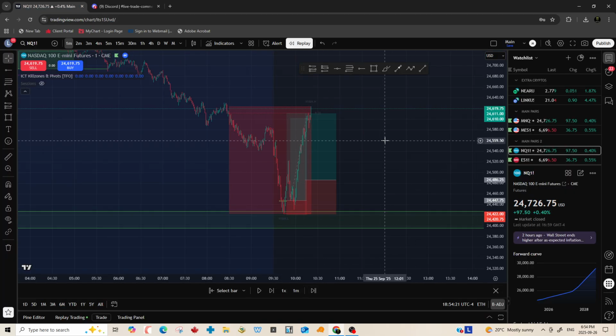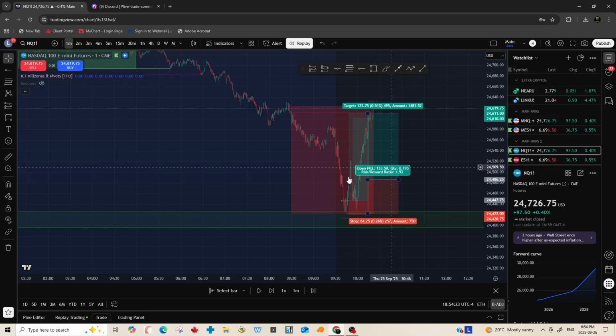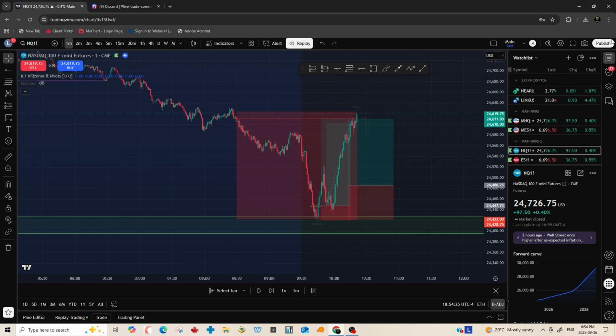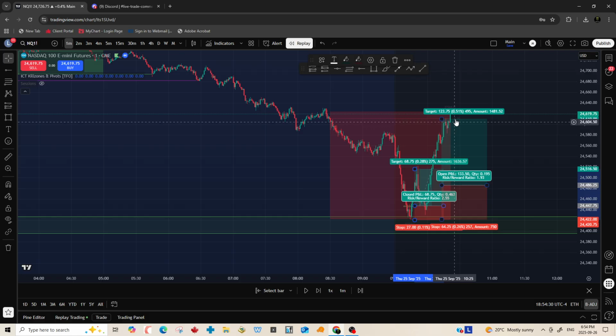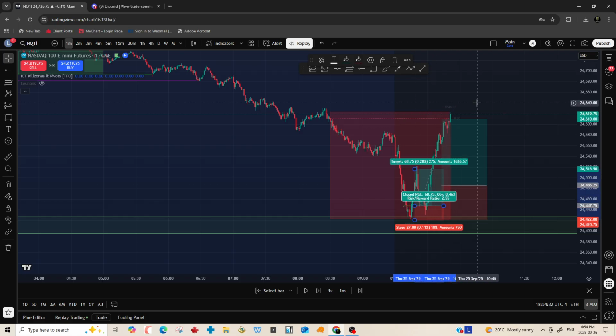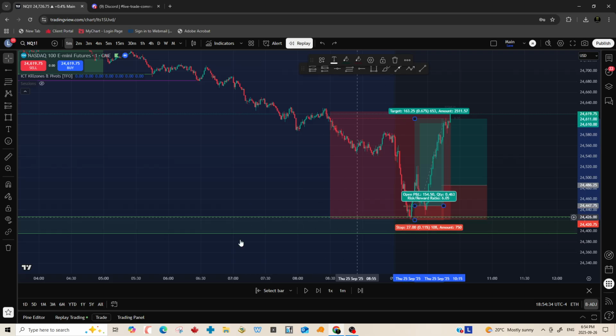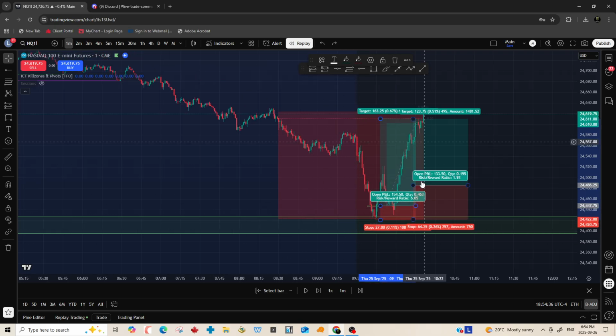But anyway, we ended up catching this reversal. I didn't catch the entire move up, but I'm going to talk about how you could have. I ended up catching this initial push right here. I didn't get the re-entry I wanted, but I'm going to talk about how important these draws on liquidity, these fair value gaps are in terms of catching reversals.